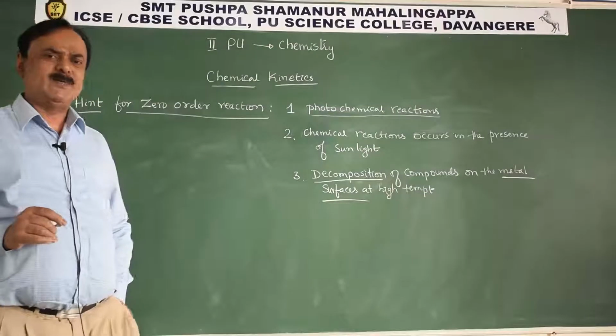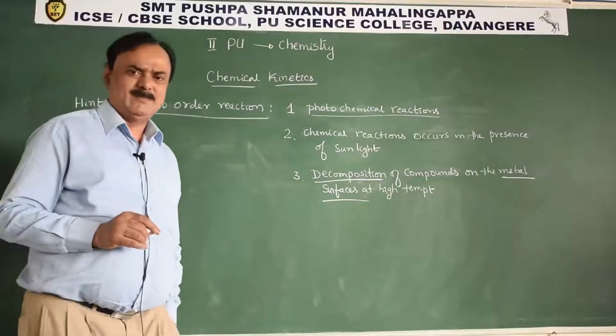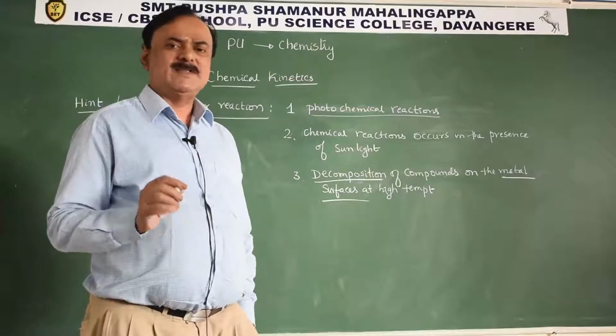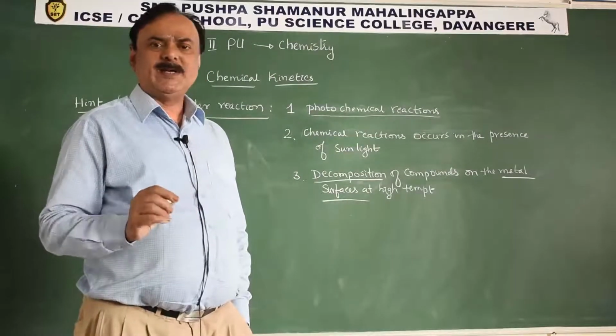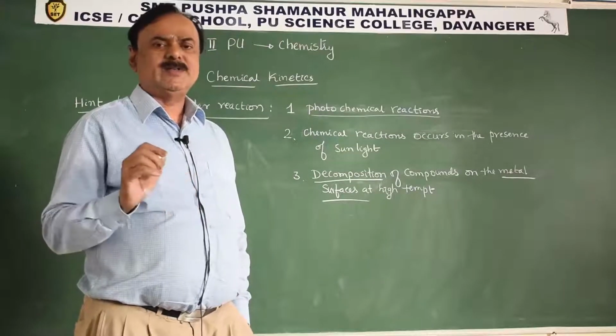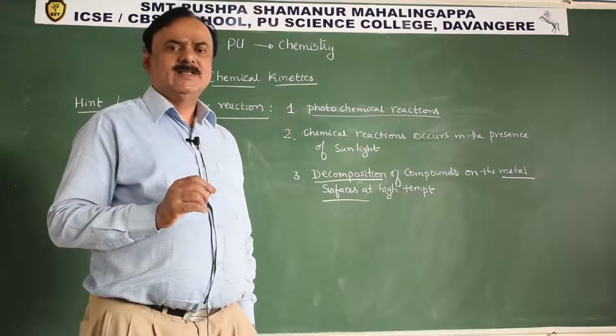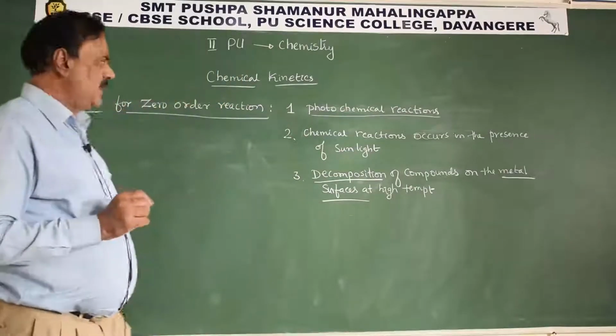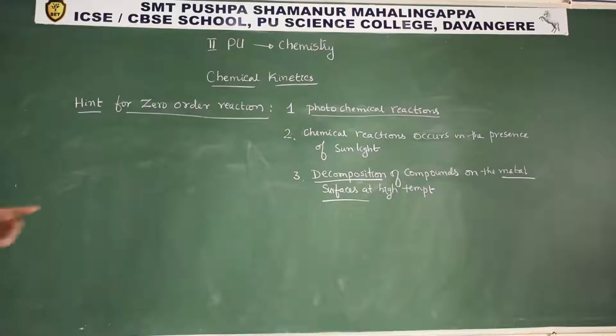Therefore, decomposition of ammonia on the surface of platinum at high temperature, decomposition of hydrogen peroxide on the surface of gold, photochemical reactions or the photosynthesis chemical reaction, and combination of hydrogen and chlorine in the presence of sunlight. These are good examples for zero order chemical reaction. Is it clear? Now this is the hint for zero order reaction. Take an example.